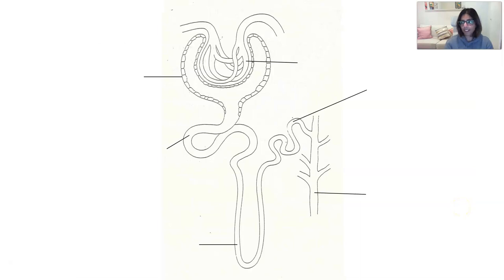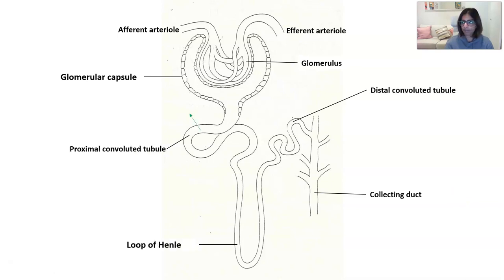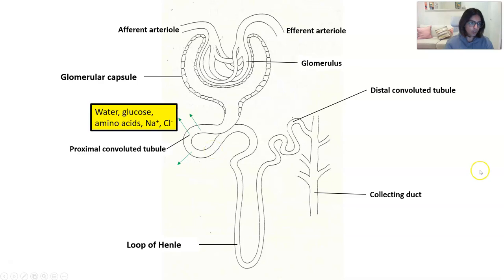Okay, so back to our second diagram, and again we're just going to label each part. Hopefully you should be comfortable labeling these now and you understand what each section is called. The green arrows that I'm drawing here on this diagram are demonstrating that substances are leaving the nephron. So they're leaving the nephron and moving back into the bloodstream, and that of course is what we've discussed: water, glucose, amino acids, sodium and chloride ions.